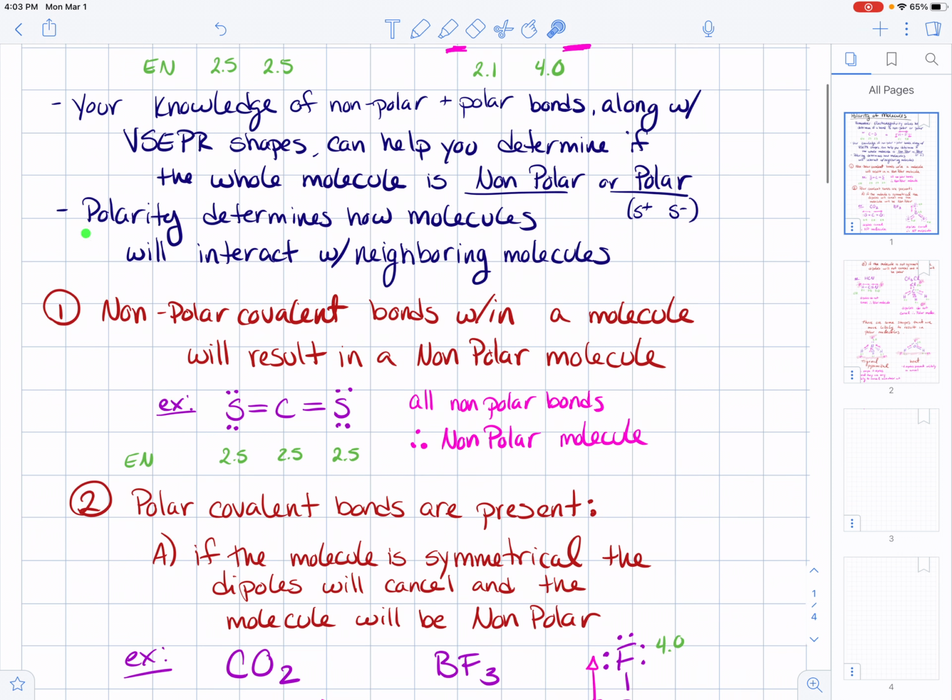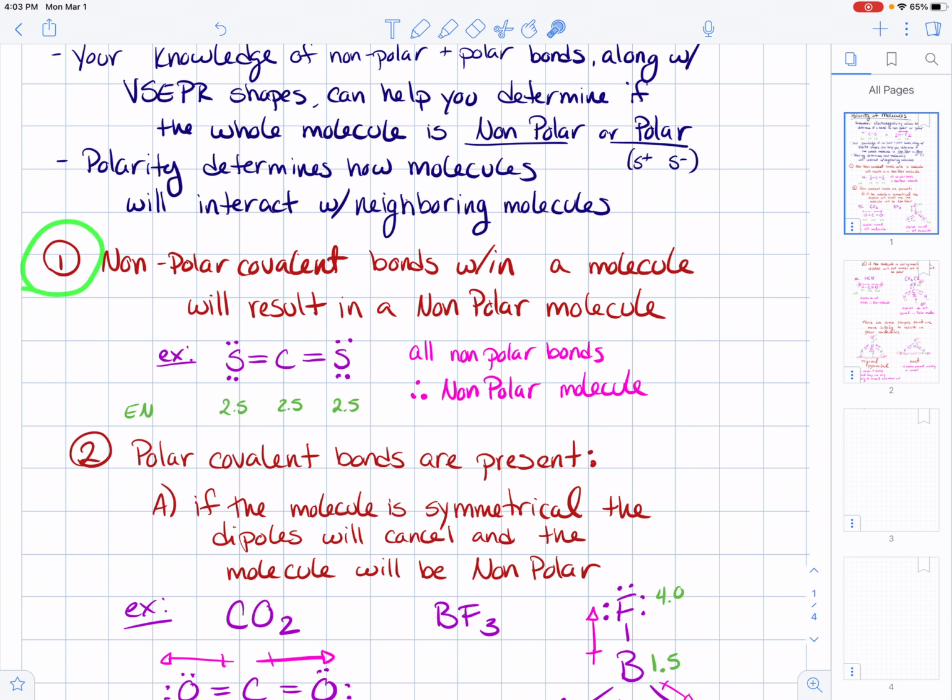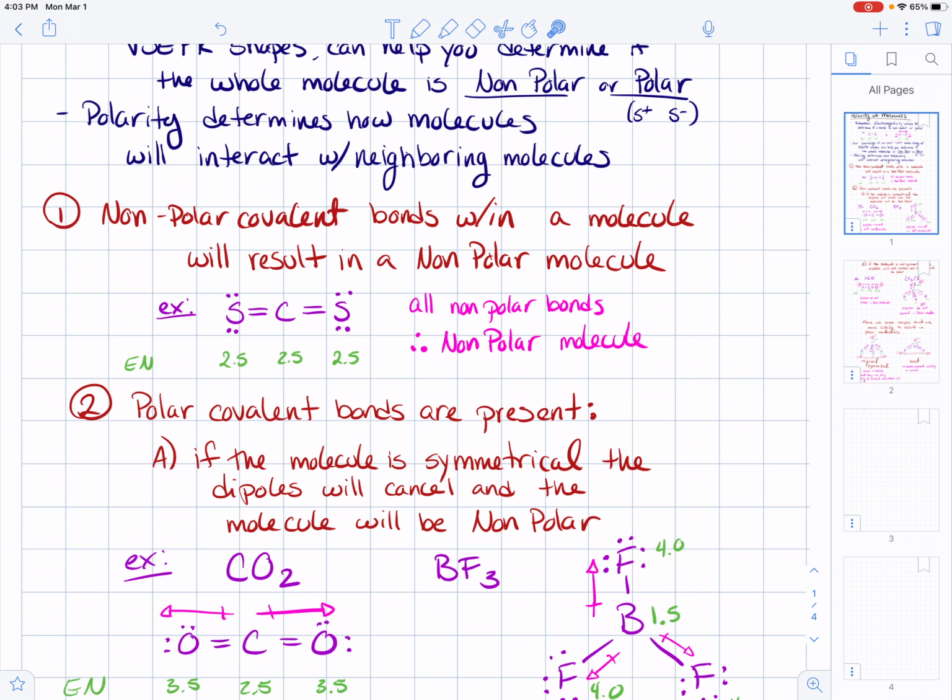Now, polarity is going to end up being important because it tells us how molecules are going to interact with neighboring molecules, and we're going to be talking about that further on in this week. So I always like to break it down into two main steps. The first step is to determine whether or not the bonds in your molecule are polar or nonpolar. If every bond in my molecule is a nonpolar covalent bond, then the molecule will be nonpolar.